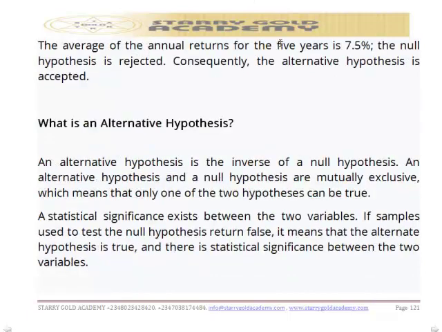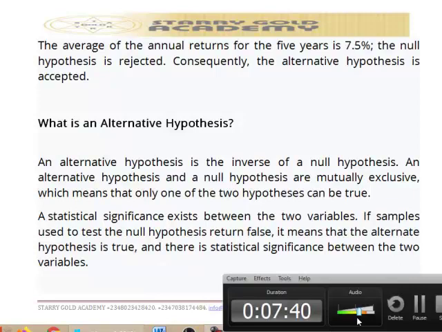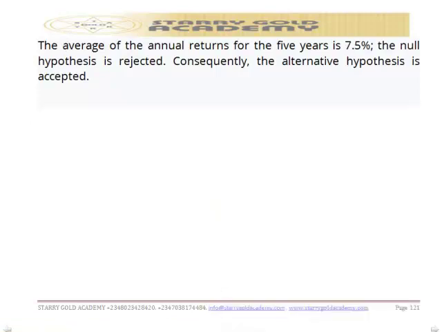So the average of the annual return for 5 years is 7.5%. Then the null hypothesis is rejected. Consequently, the alternative hypothesis is accepted. This is how it is done.